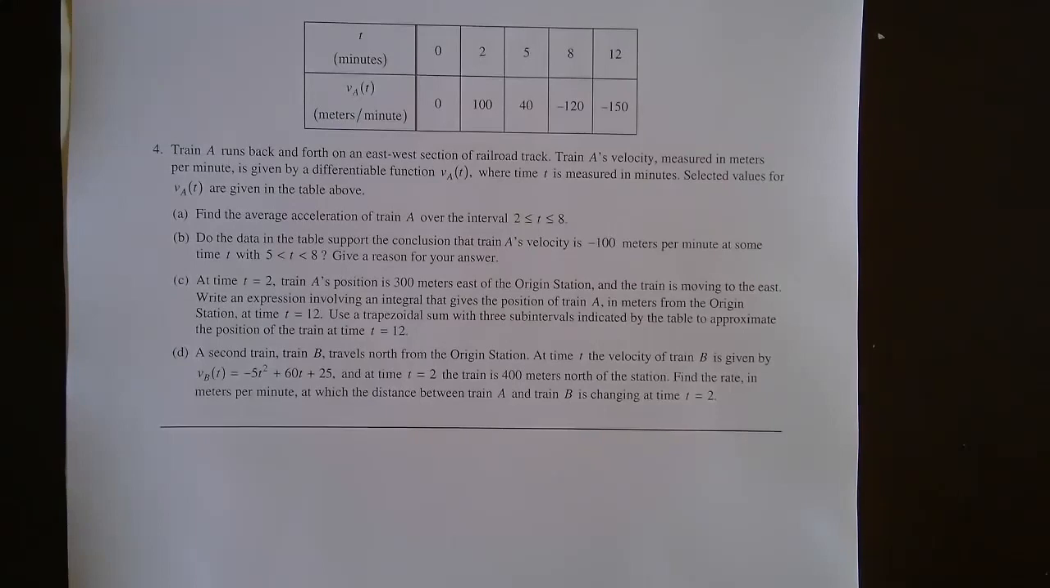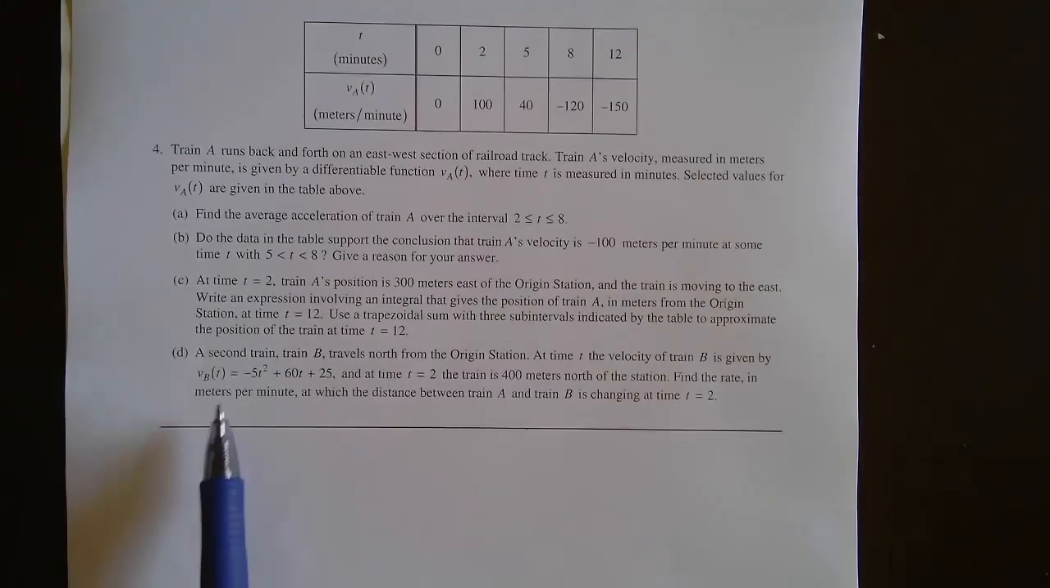So for part D, it says a second train, train B, travels north from the origin station, and at time t, the velocity of train B is given by v sub b of t is equal to that function. And at time t equals 2, the train is 400 meters north of the station. Find the rate in meters per minute at which the distance between train A and train B is changing at time t equals 2. Now, this is a related rates problem, really.